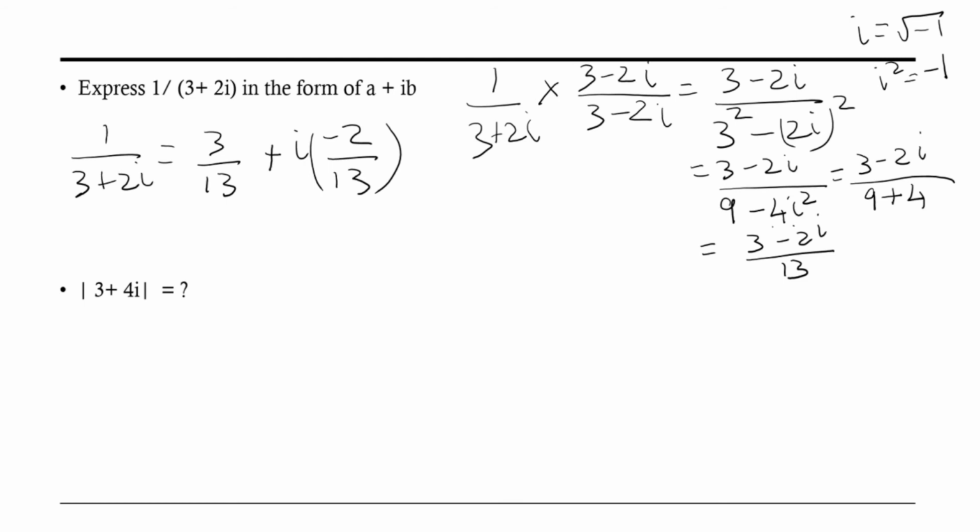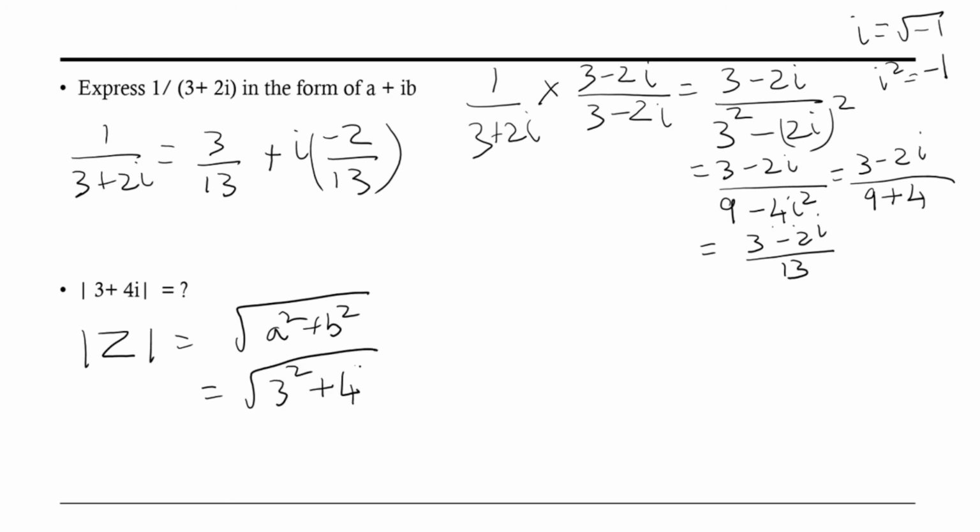The next question is: find the modulus of 3 + 4i. We know that the formula for mod z is the square root of a² + b². Here our a is 3, so it is 3², and our b is 4, so 4². So it is the square root of 9 + 16, the square root of 25, which is equal to 5. It is not necessary that the modulus of a complex number will always be a whole number. There are situations where we will get rational numbers also.